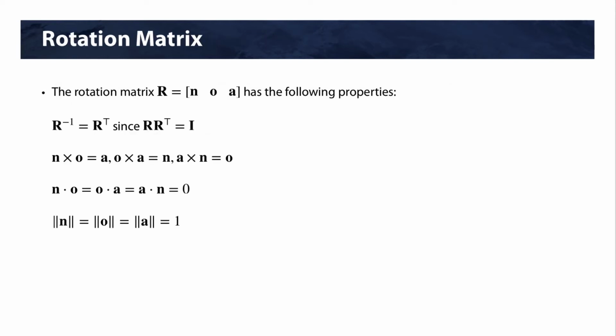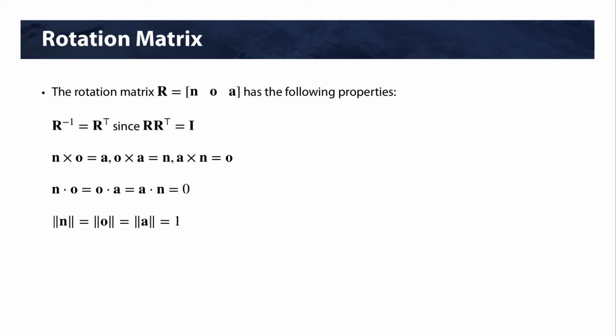So there's a number of properties to this rotation matrix. Suppose we take our rotation matrix R and we define the three vectors as N, O, and A. It has the following properties. The inverse of a rotation matrix is actually just its transpose. You can check this out for yourself. If you take R and multiply by R transpose, we get the identity matrix. So we know that R transpose is the inverse of R.